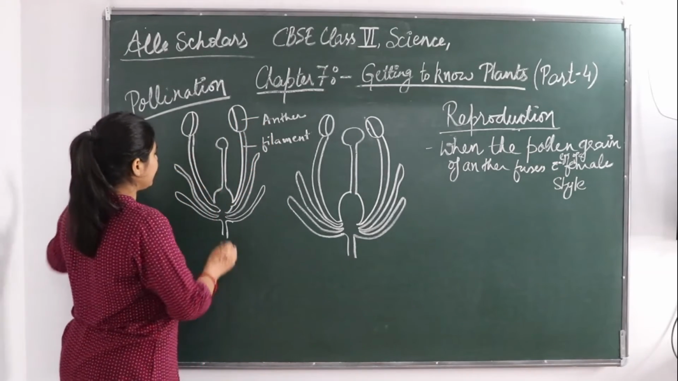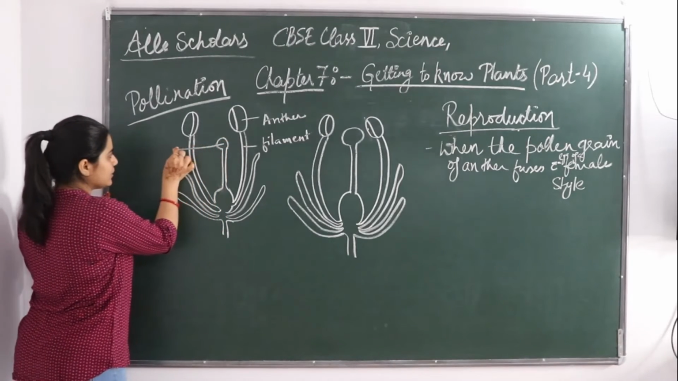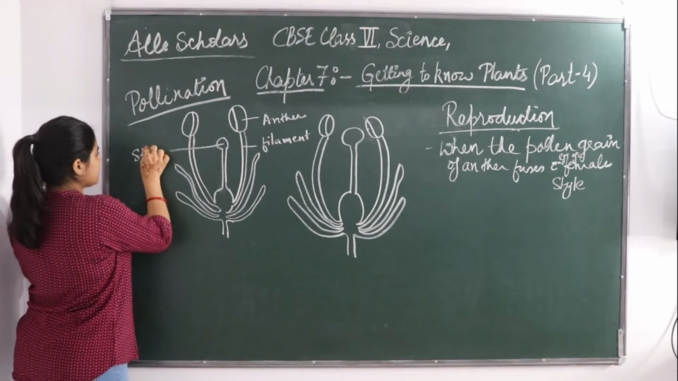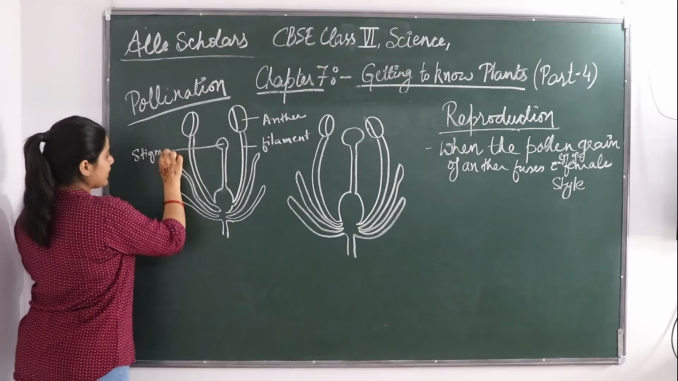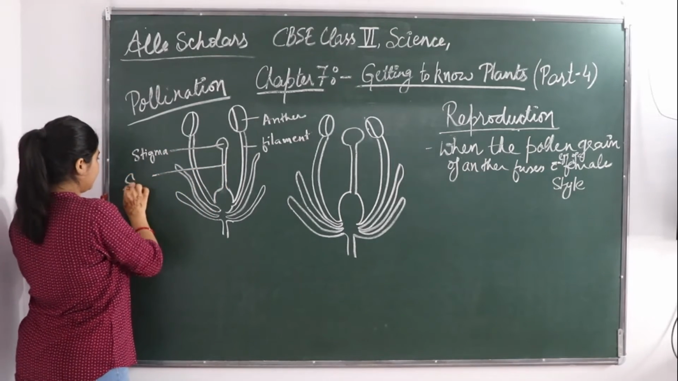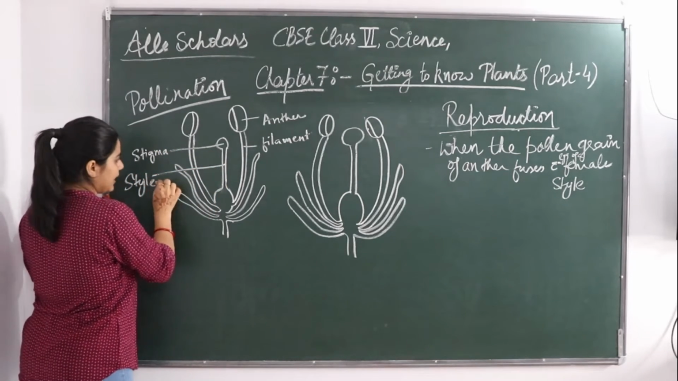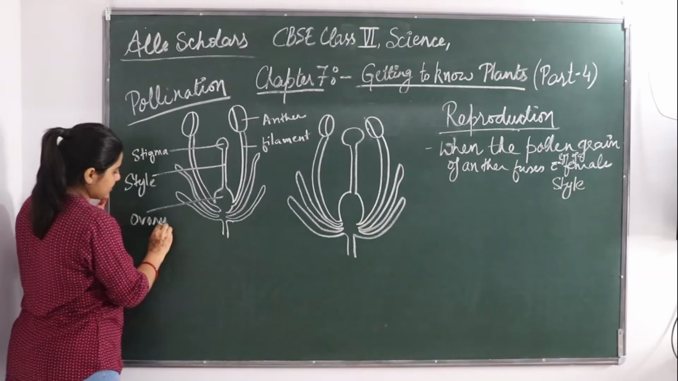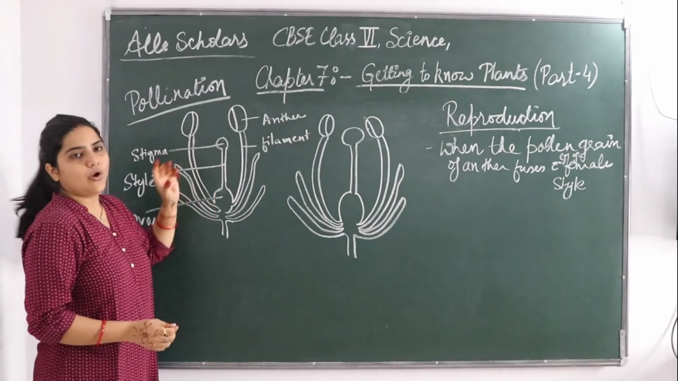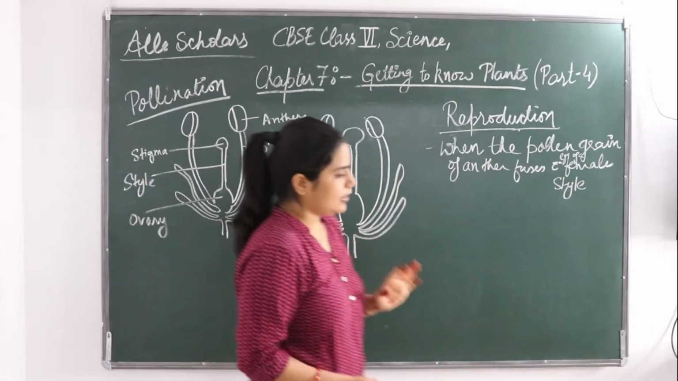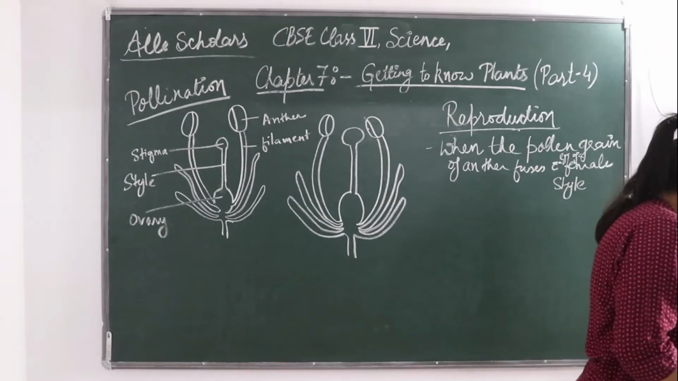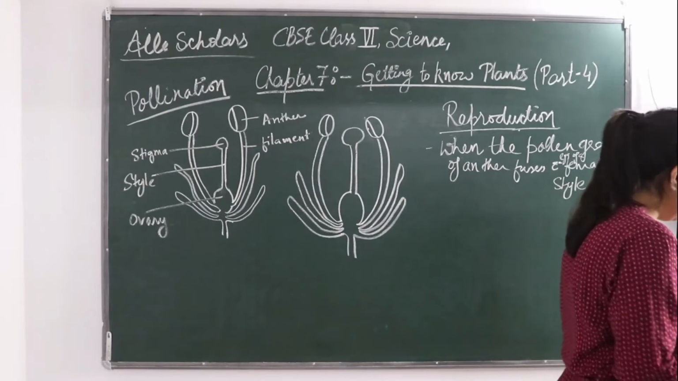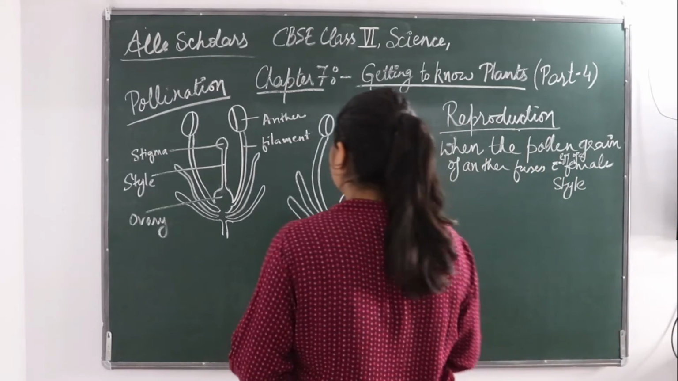Now the female reproductive part is this one. So you can see here is a stigma. Here is a style and this one is an ovary. So this is the pistil or carpel, the female reproductive part. Okay, so now I will be showing you what happens in pollination.